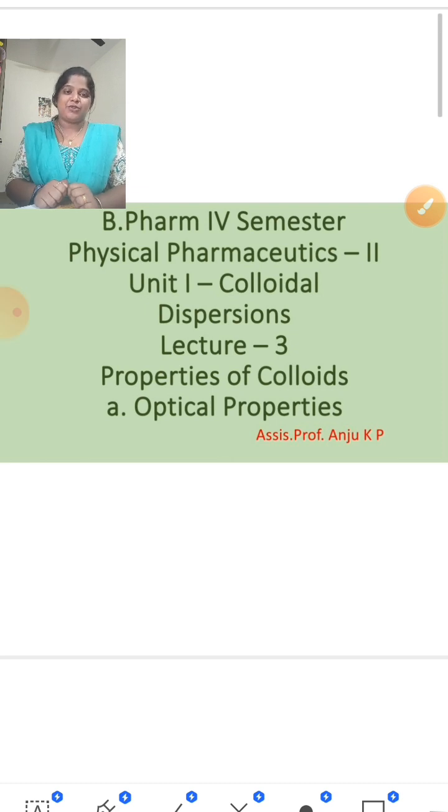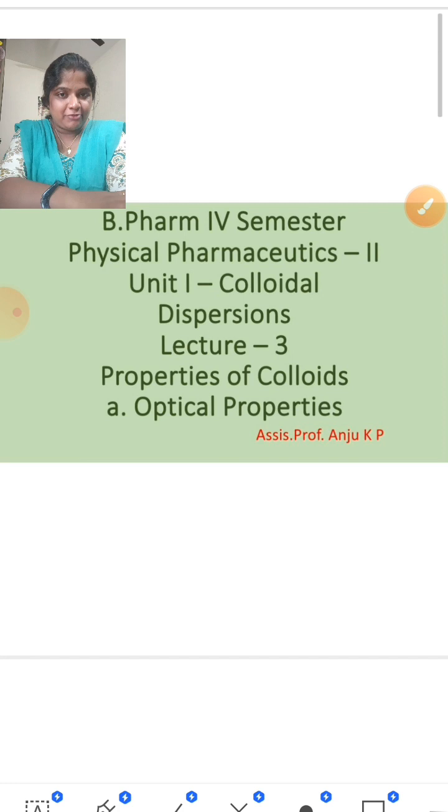Today we can see lecture 3 of Unit 1, Colloidal Dispersions. In this lecture 3, I am going to discuss the properties of colloids. As per our syllabus, we want to learn the optical properties, electrical properties and kinetic properties. Among these, one more property is there, that is the physical properties of colloids. We will see in detail each and every property. So let me start.